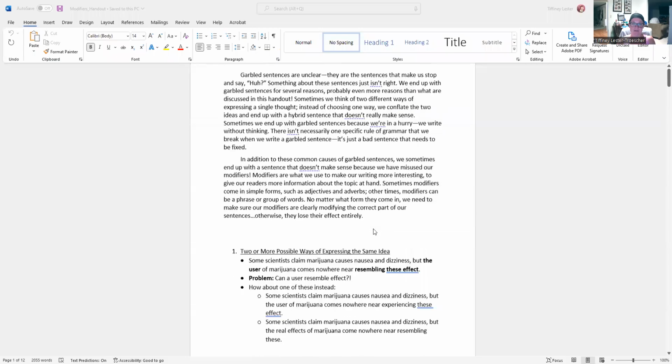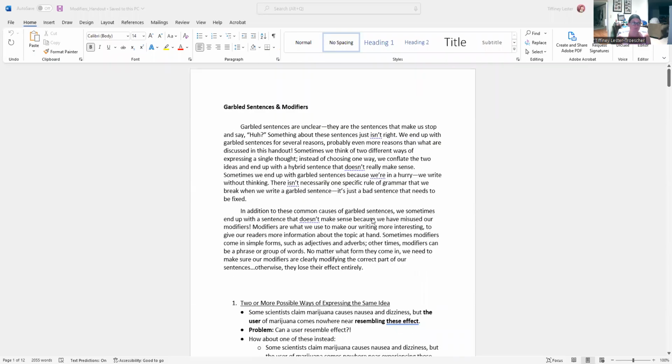Okay, so we're talking about garbled sentences and modifiers in this lesson. So first, garbled sentences. What do we mean by that? Well, when something is garbled, it means it's unclear, difficult to understand. So these are the sentences that sort of make us stop and say, huh? Like, there's just something about the sentence that isn't right.